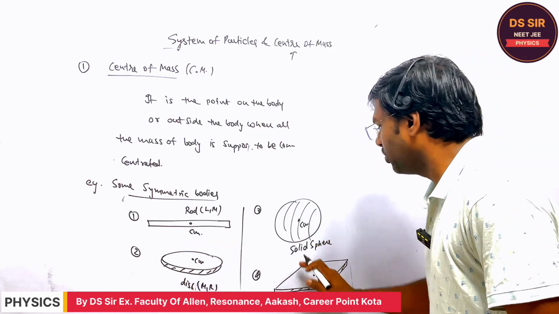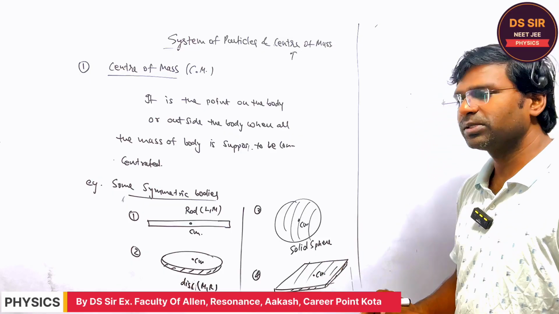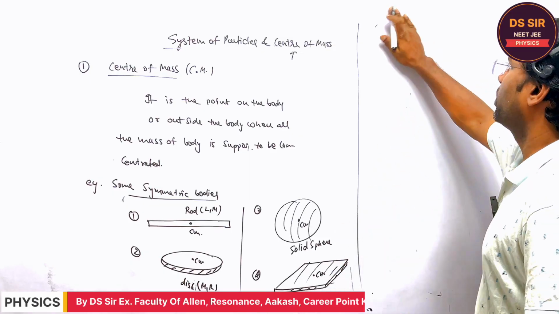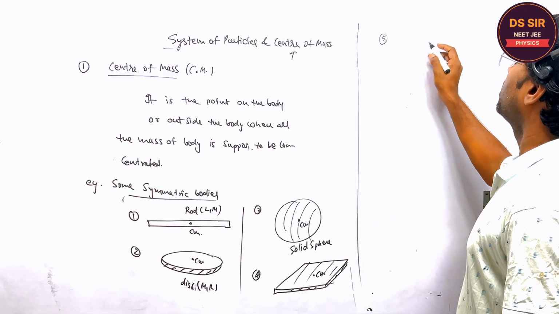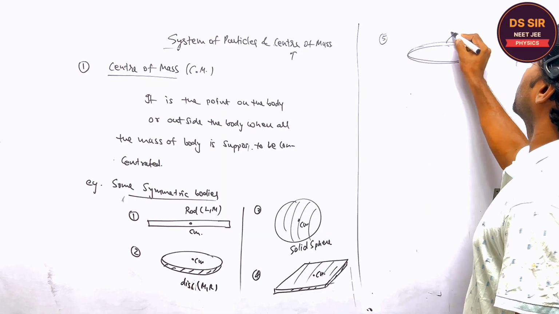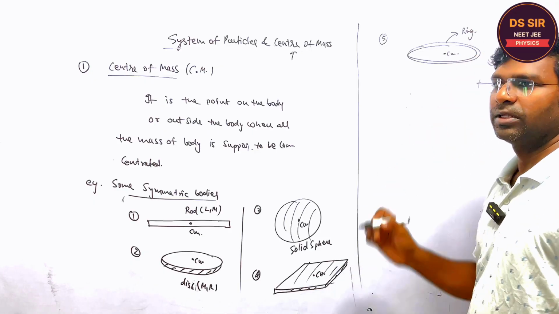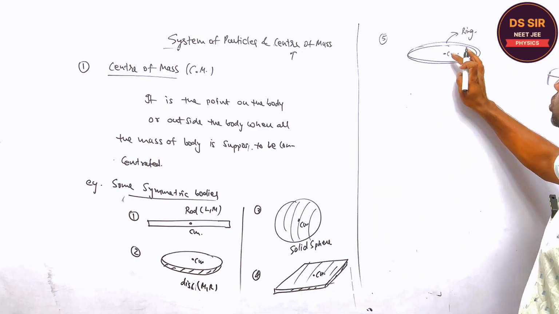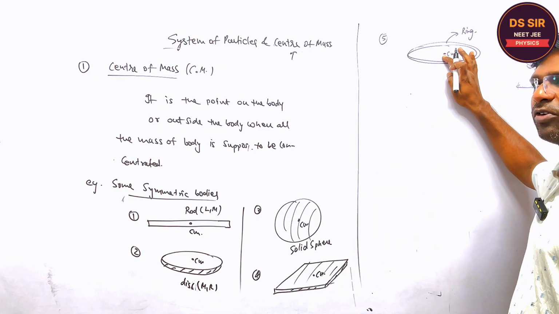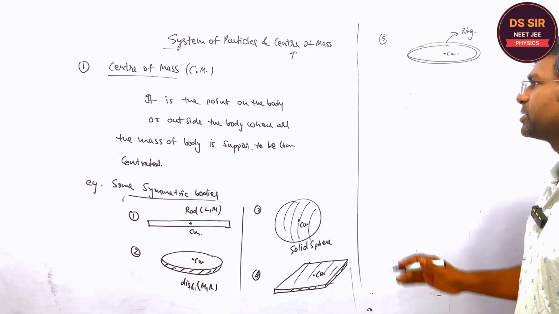So in these cases the center of mass lies on the body, but the center of mass may be outside the body. For example, this is a ring, right? And where does the center of mass lie? At the center. So this point, which is the center of mass of the body, is not present on the body, right?